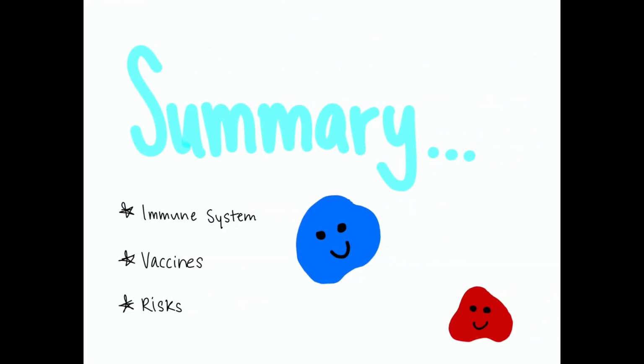And now I'm bringing back the end of the video summary. So, to summarize, today we talked about the immune system and how it works, and how vaccines will then use what's built into the immune system to protect us from specific pathogens. And then finally we talked about the risks and how it's important to get vaccinated because the benefits will always outweigh the risks.